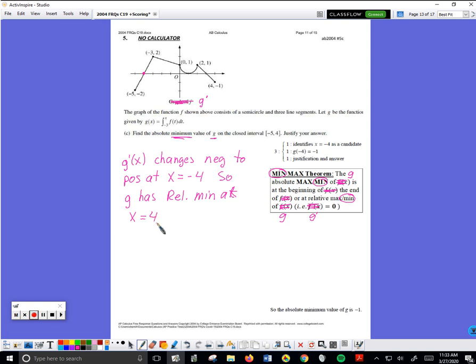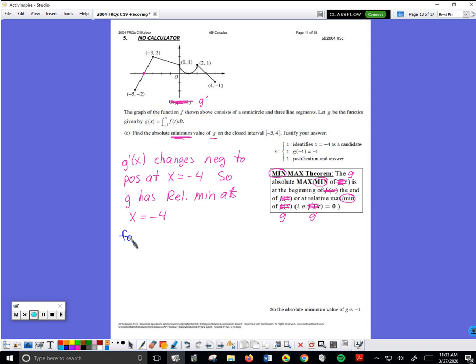The min-max theorem says that's going to be where G is lowest, or it could be the end points. I have to do something to justify it. Absolute minimum. I think I like words in this case, because I can go find the values of G, and that's what we did before when we had a calculator available to us. Now that we don't have a calculator available, I think it's easier to say the following.